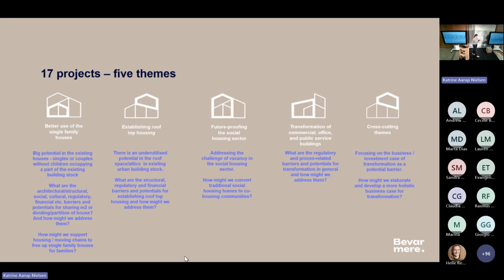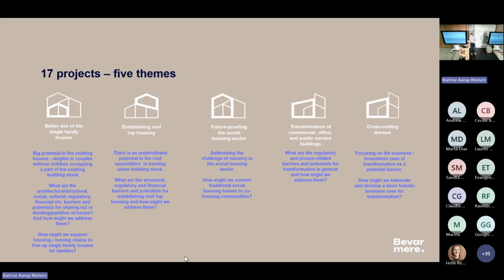This goes across all themes and most projects, and they address them in some way or another. Also, many of our projects address financial barriers, making a business case viable. And thirdly, a lot of our projects address demographic challenges. Also, it becomes a starting point for many projects.